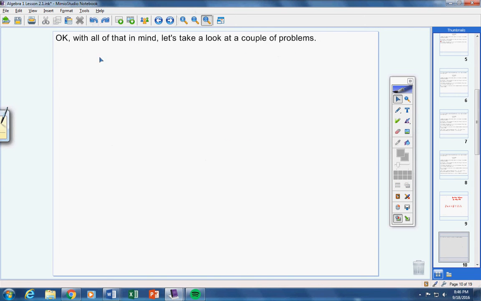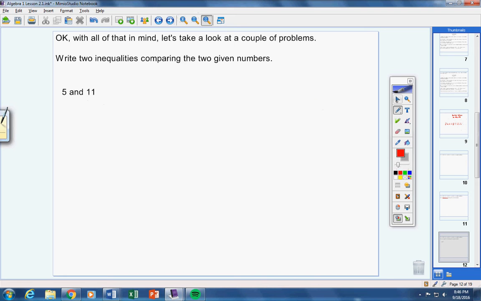Now, with all of that in mind, what I just said, let's take a look at a couple of problems, okay? Here we go. Please take really good notes on this. First of all, I want you to write two inequalities, not one, two, that compare the two given numbers, okay? So here's your first problem, alright? Copy that in your notes, please. I want you to write those two numbers as two inequalities. Now, this should be pretty easy to do.